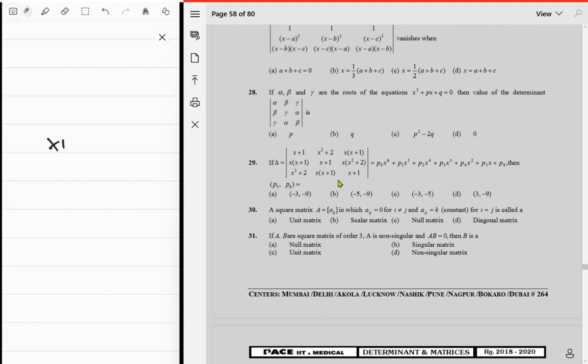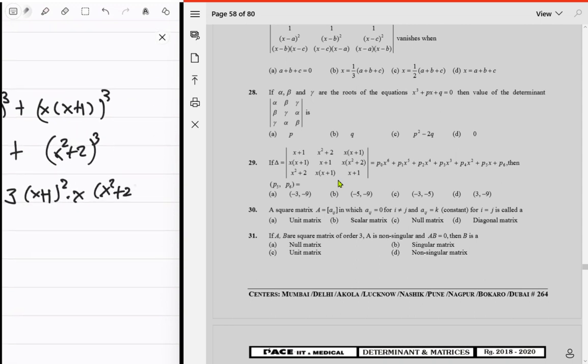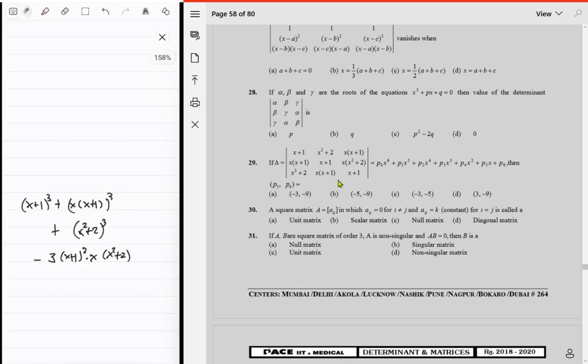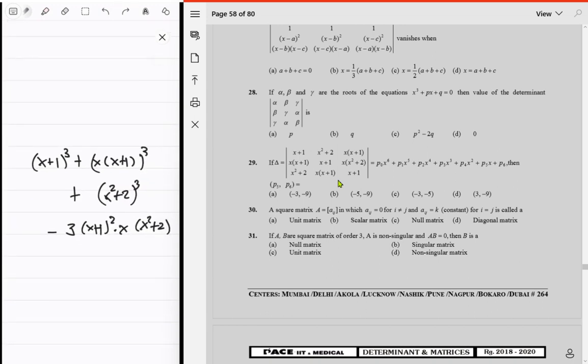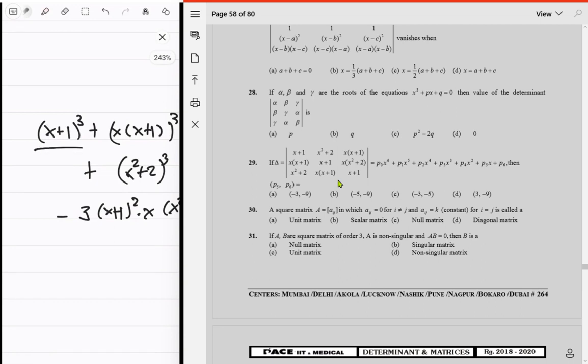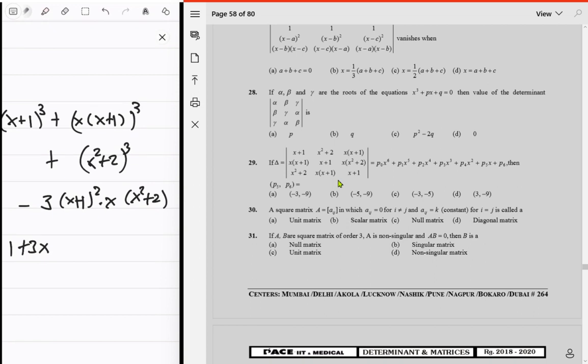So what do you have? Just x plus 1 cubed plus x times x plus 1 cubed plus x squared plus 2 cubed, minus 3 times the product, which is x plus 1 squared times x squared plus 2. Now all you want is just linear terms. So you could just say that x squared and other terms are negligible. By the binomial theorem, it's approximately 1 plus 3x. Then this guy would have x cubed anyway, so ignore that completely. This guy has no linear term, it just has plus 8 as a constant term.